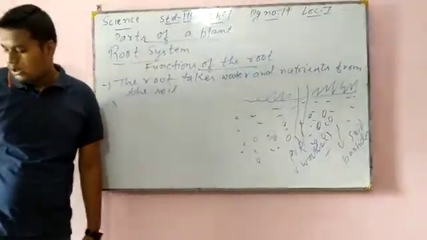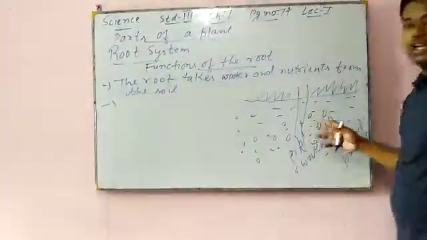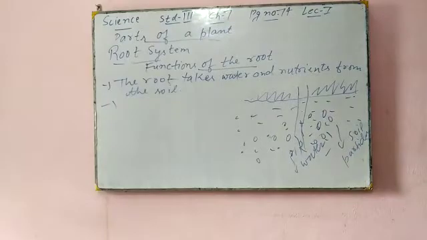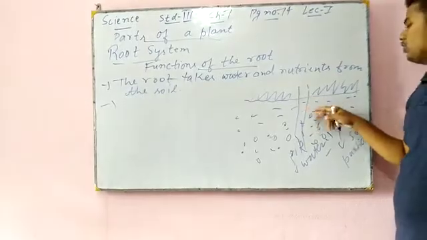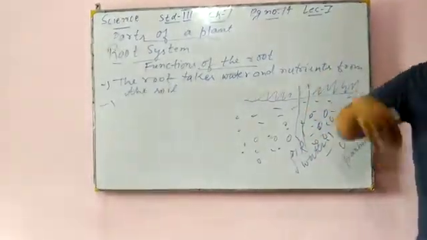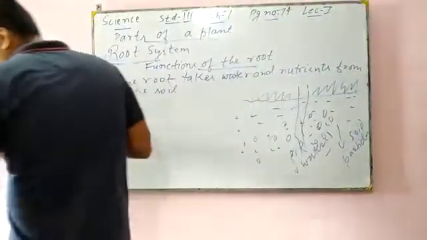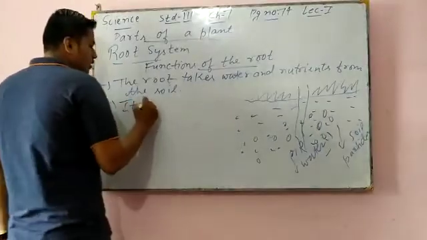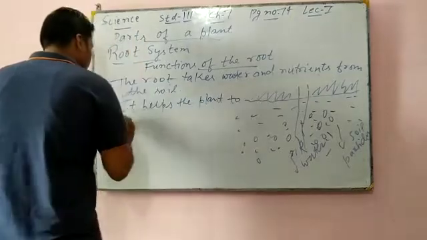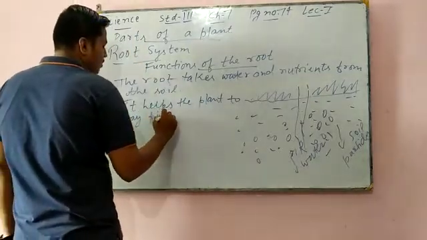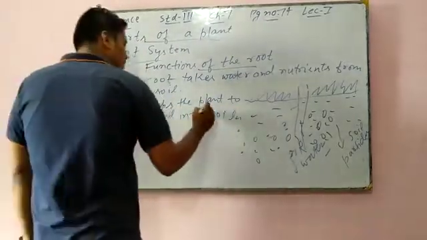Second, it helps the plant to stay fixed into soil. Yes, this root helps the plant to stay fixed, stay erect. Okay, so if this root will not be there, if this root will not be under the ground, then your tree maybe will fall. So that's why this root fixes the plant, helps the plant to stay fixed into the soil.